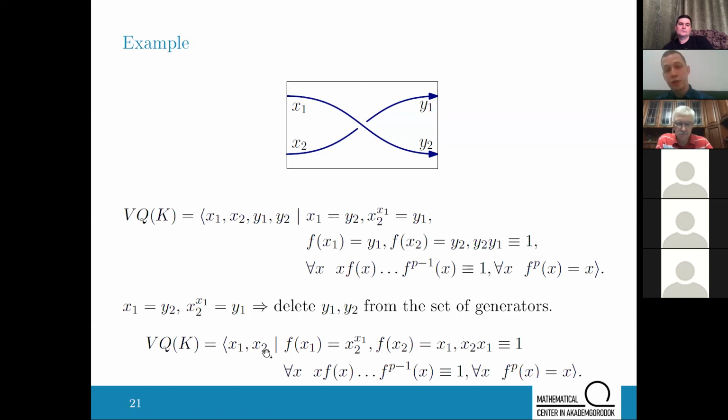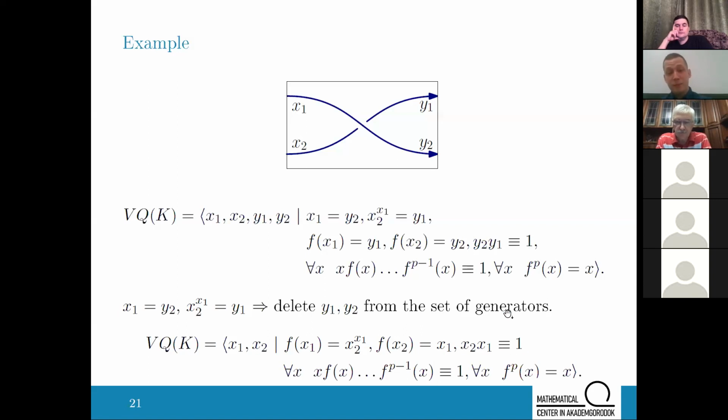You see, we have here x1 and x2; y1 and y2 disappear. Then f of x1 is equal to x2 to the power x1. It's from here: f of x1 is equal to y1, but y1 is this. f of x2 is equal to y2, but y2 is equal to x1. And here it's kind of a relation. You see, y2 I change by x1, but y1 I change by x2 star x1, and it can be written as x2 x1 is congruent to 1. It's okay, it needs some explanation.